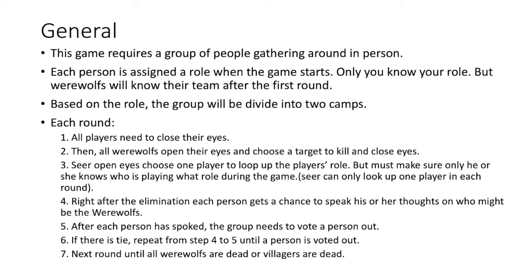But the exception is the werewolves will know their teammates after the first round. Based on the roles, the whole group will be divided into two camps. The first camp is the werewolf camp, and the second camp is the villager and seer camp. The game rules are: each round, all players need to close their eyes, and then all werewolves open their eyes and choose a target to kill, and then they close their eyes. The target could be a villager or it could be a seer.